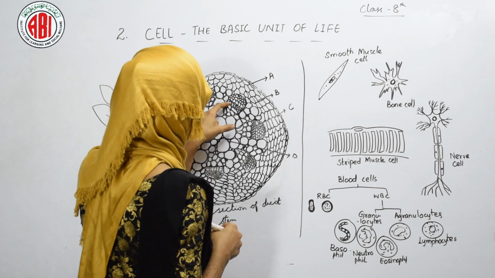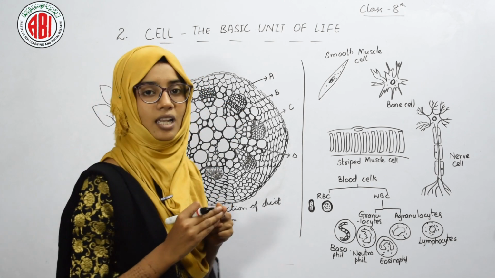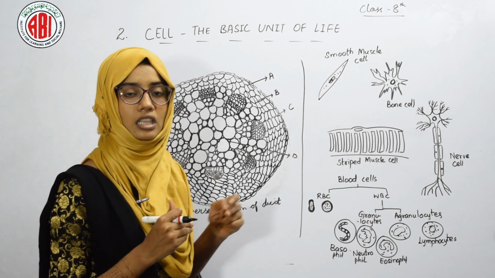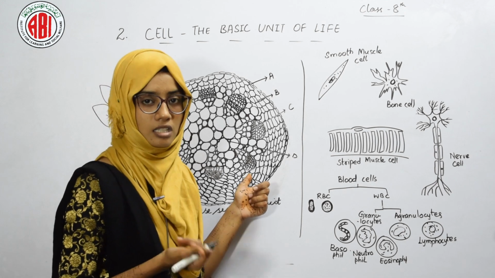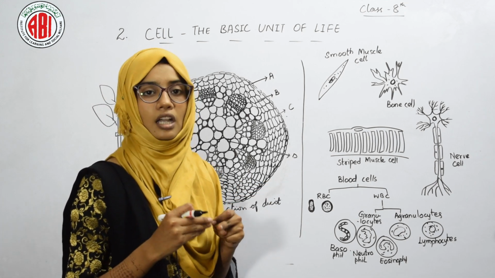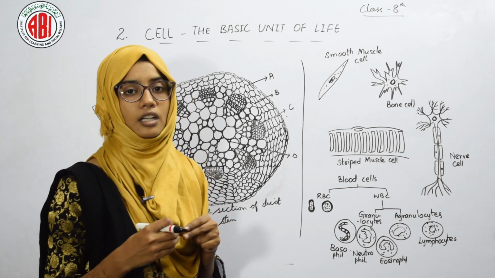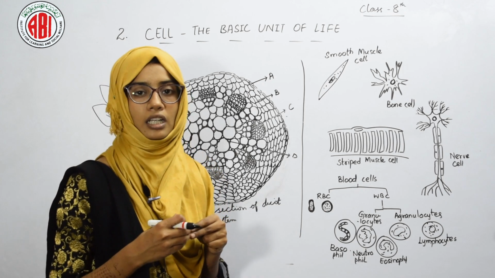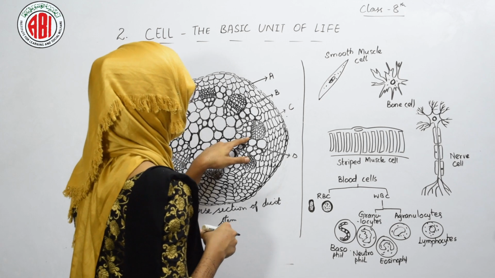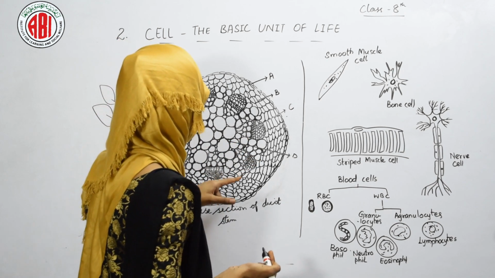Next to B, some bundles we can see, and these bundles contain different types of tissues, which help in carrying out transportation. They help in absorbing water from the soil and also in distributing the food material among the different parts of the plant. Therefore, these bundles help in carrying out the transportation process in the plant body.